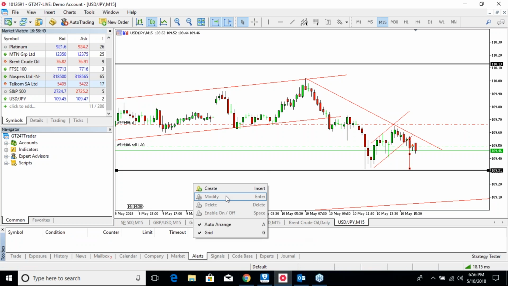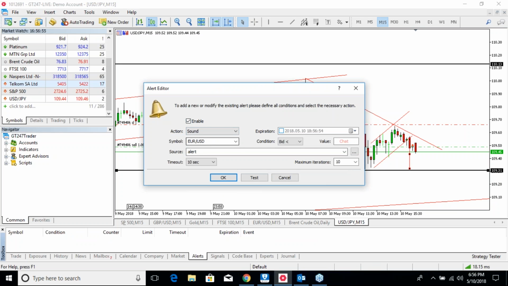What you're going to do is go here, go to alerts, right click anywhere in the space there, create an alert. We're doing an alert for this, and we say when the last price is less than 109.3. However, what you must do is ensure that your mobile device is linked to your computer, and then you say okay.